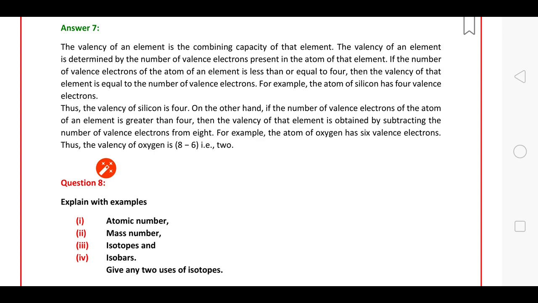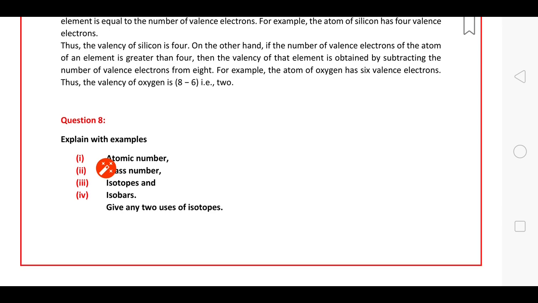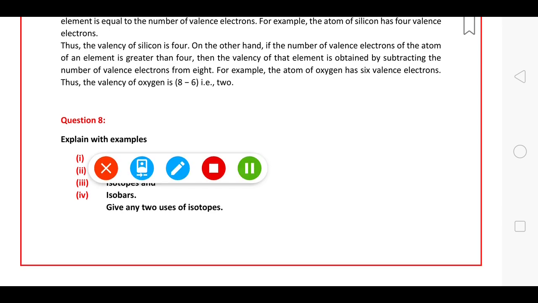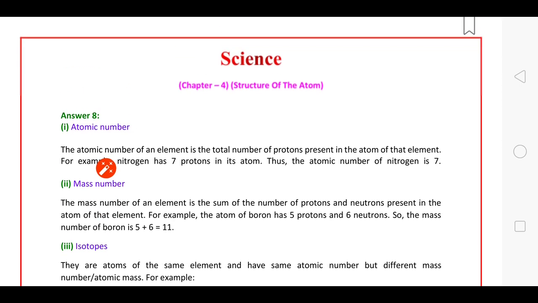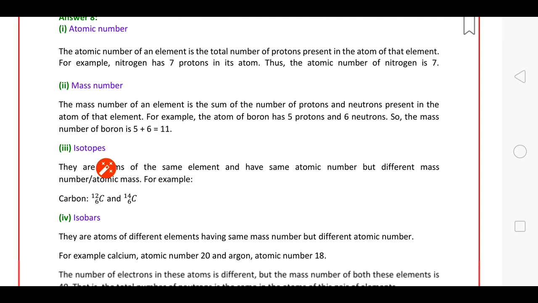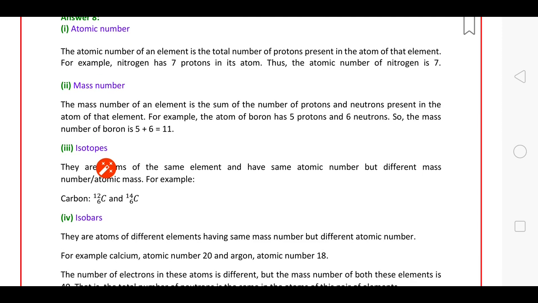Next question is, explain with examples atomic number, mass number, isotopes and isobars. So what is atomic number? The atomic number of an element is the total number of protons present in the atom of that element. For example, nitrogen has 7 protons in its atom. Thus the atomic number of nitrogen is 7.